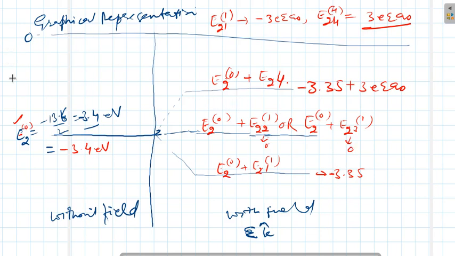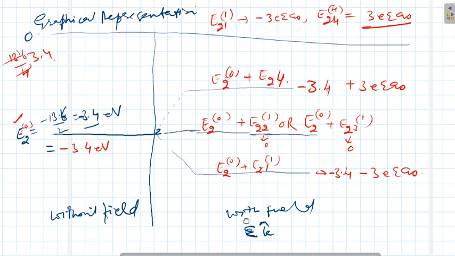13.6 upon 4, yeah, it is 3.4. Sorry, I have written the wrong value here. So it is 3.4 minus 3E epsilon A naught.